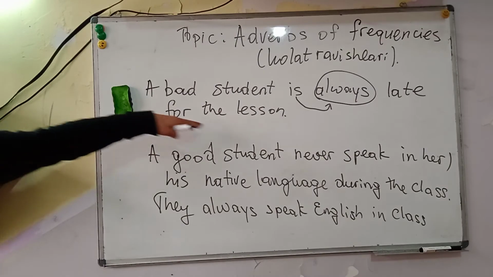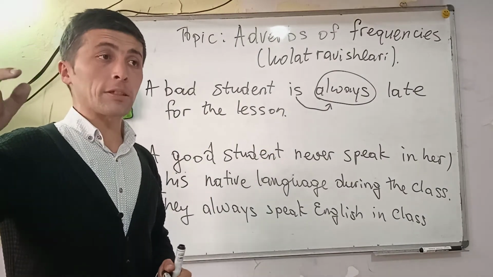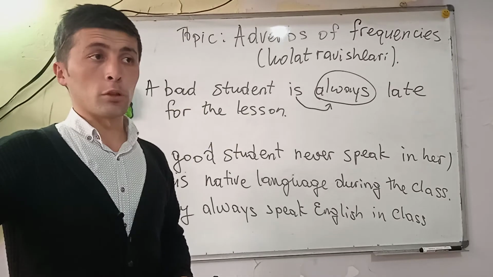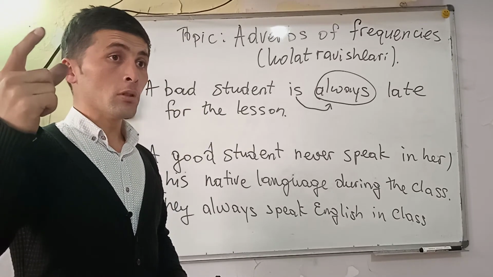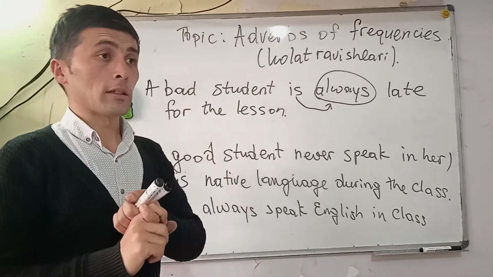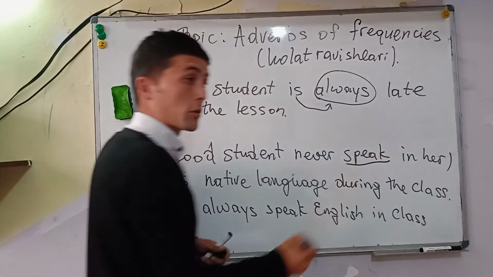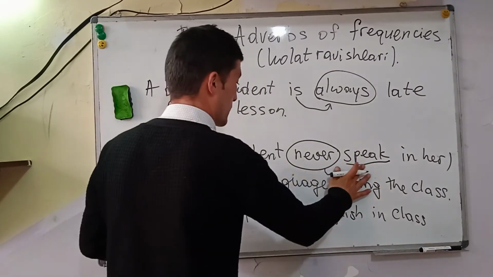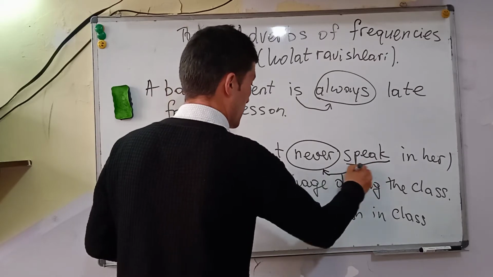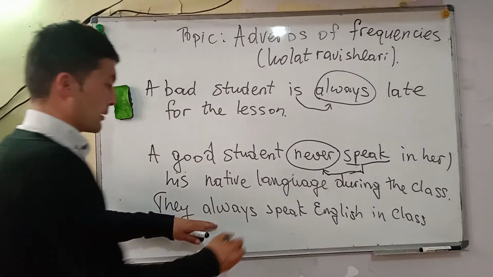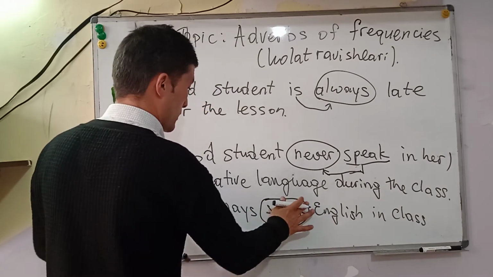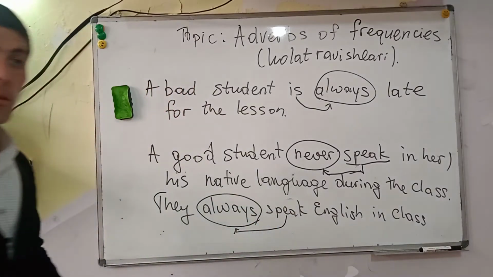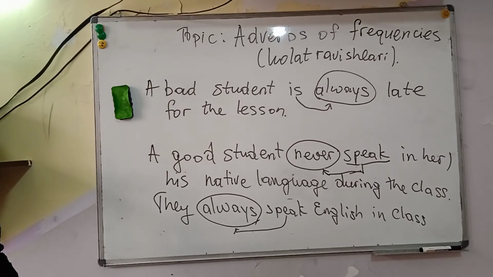Never is used in negative meaning, so we don't use the negative form of the verbs. Never itself gives a negative meaning, so the verb comes in the positive. And never, as an adverb of frequency, comes before the main verb. Here, always: the main verb is speak, and always came before it. Understand?